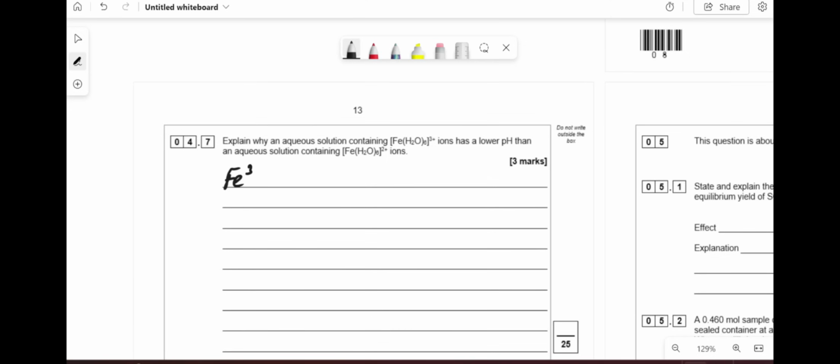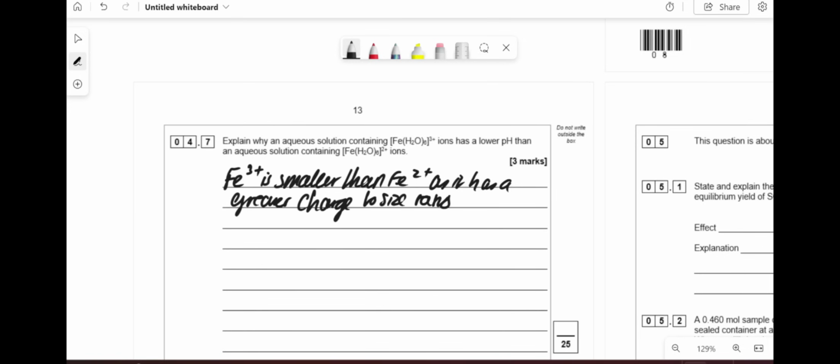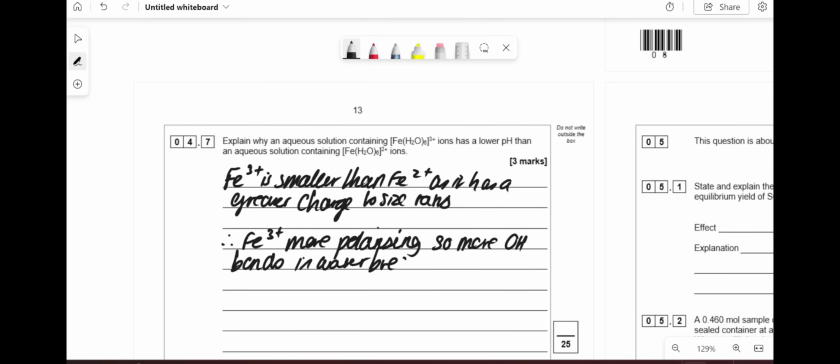So Fe3+ is smaller than Fe2+ as it has a greater charge to size ratio. Therefore, Fe3+ is more polarizing. So more OH bonds in water break and more H+ are released. Therefore, it's more acidic.